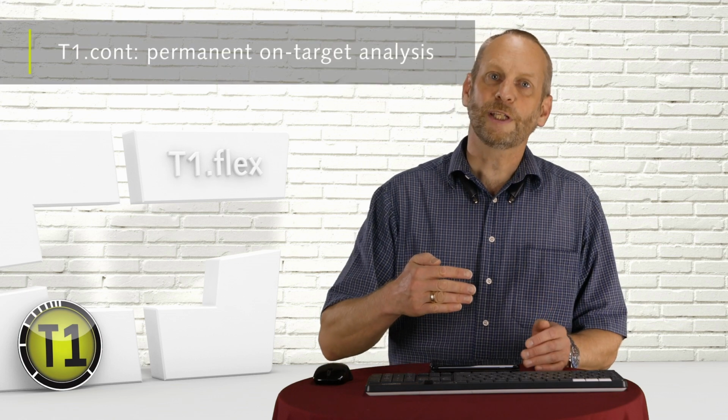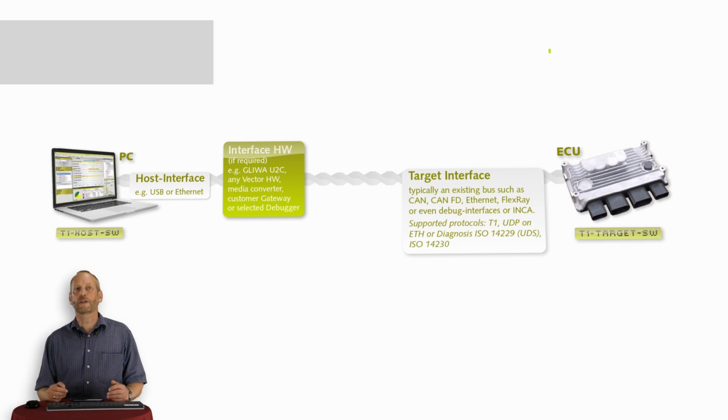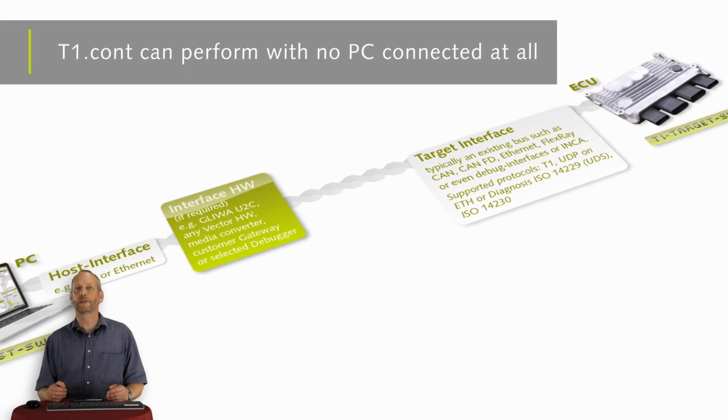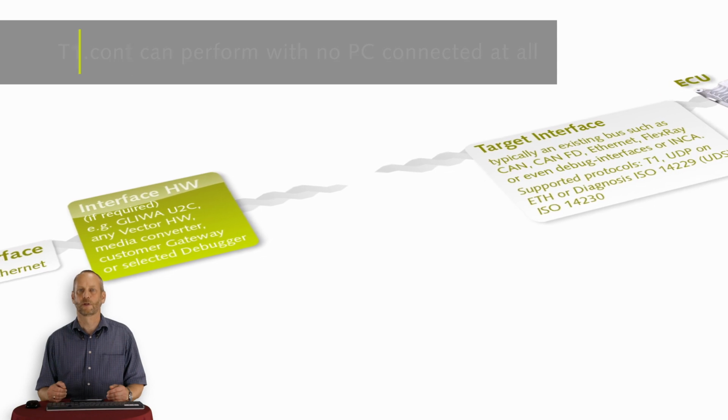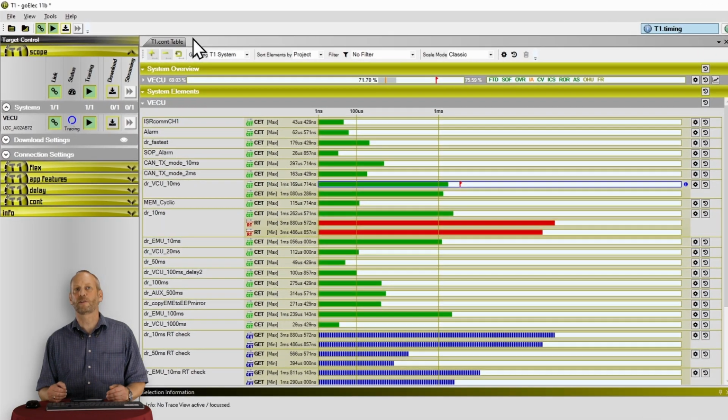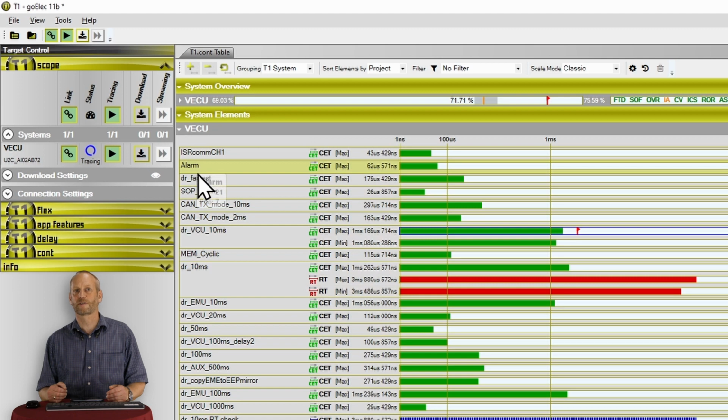The third important basis for T1.flex is T1.cont. T1.cont permanently analyzes scheduling data at runtime on the embedded target. This works without downloading any traces. T1.cont can even perform its work with no PC connected at all. Results such as min-max CPU loads, core execution times, delta times, response times, and so forth can be stored in target memory.